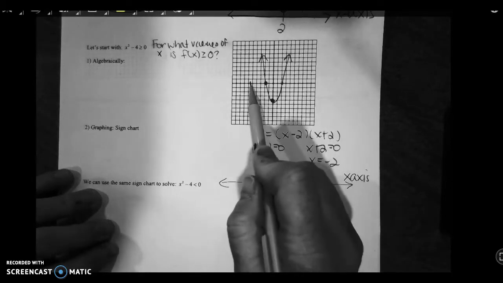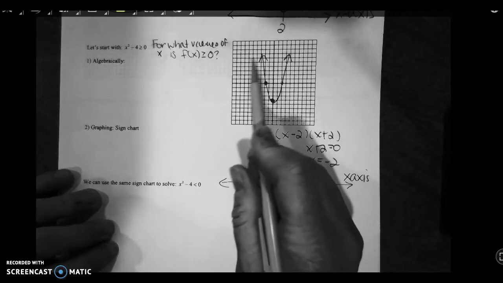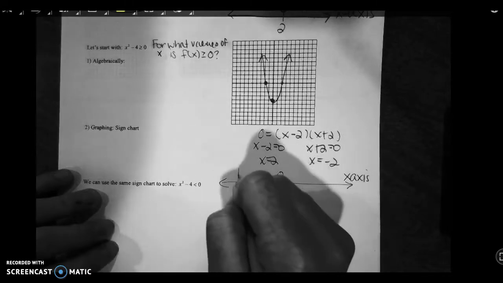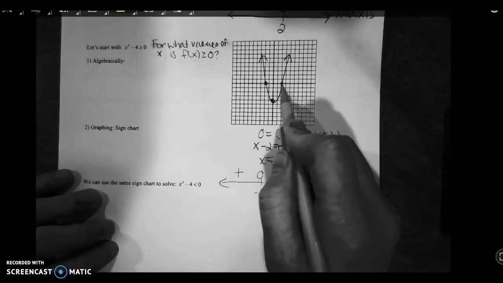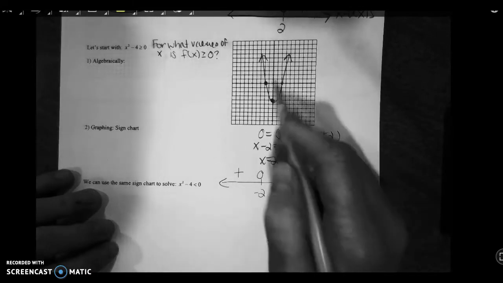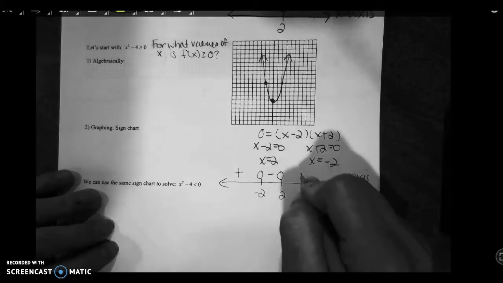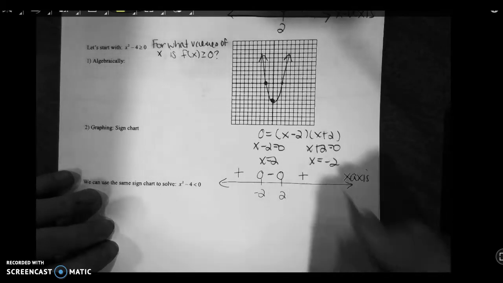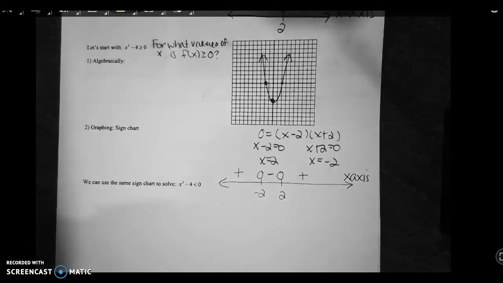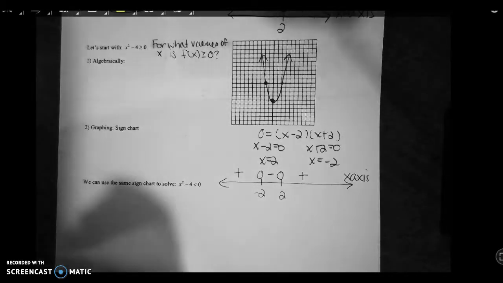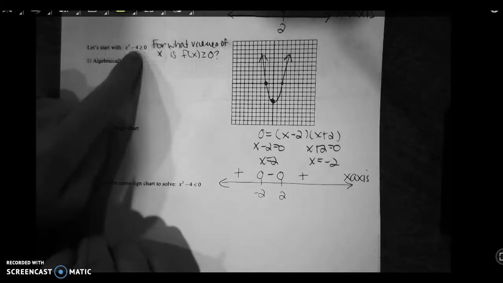So let's go to the left of -2. What are your y values of your function? They're positive. In the middle, what are your y values? They're all negative. To the right of 2, all your y values there are positive. So we've created this sign chart. And this sign chart now allows us to answer our inequality.